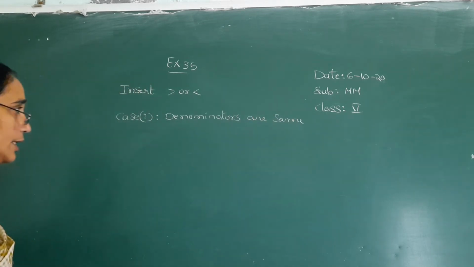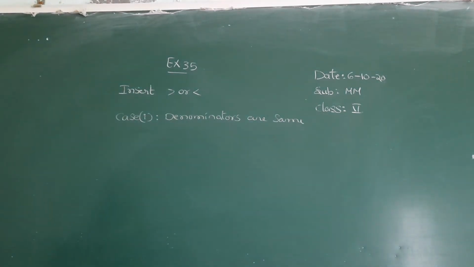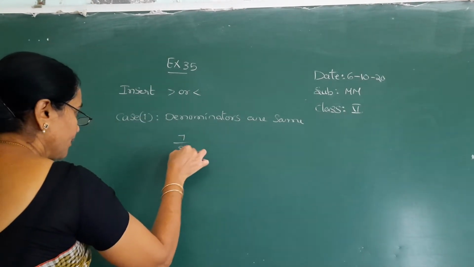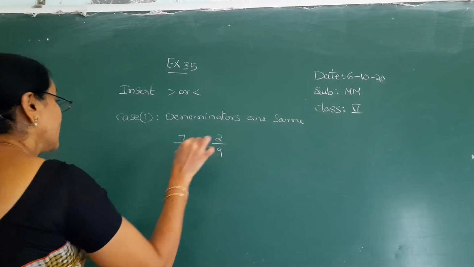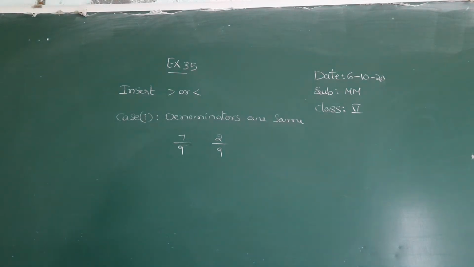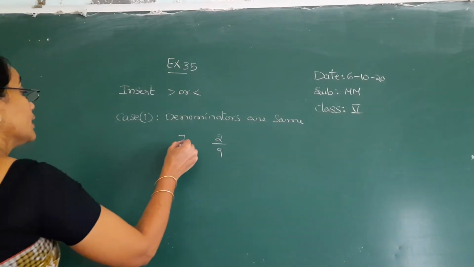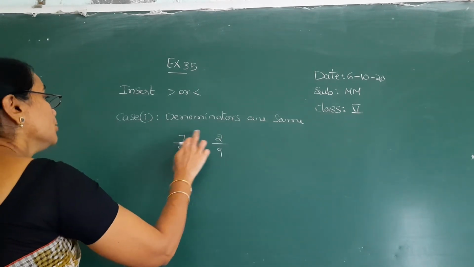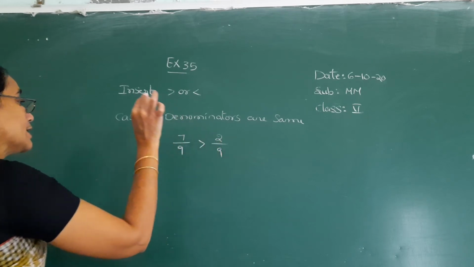When denominators are same, those are like fractions. It is very easy to compare in the case of denominators being same. For example, 7 by 9 and 2 by 9. Observe these two having the same denominators, and where the numerator is greater, the fraction is greater. Here 7 and 2, compare these two. 7 is greater, so that fraction is greater.